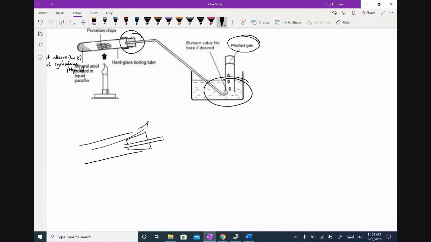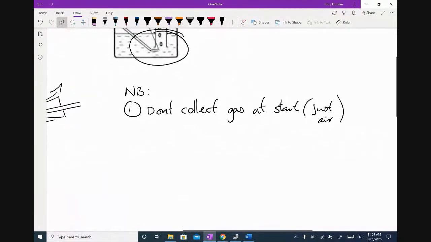Other problems, of course, is suck back. It's one of the key problems with this practical. So little details, these are nota benes, really. So number one, we don't collect gas at the beginning. Don't collect gas at start. The reason being is it's just air. Yeah, it's just expanded air. As you heat it, the air expands, so you produce air at the beginning. It's not hot enough to do so.